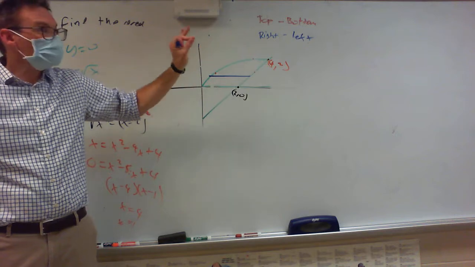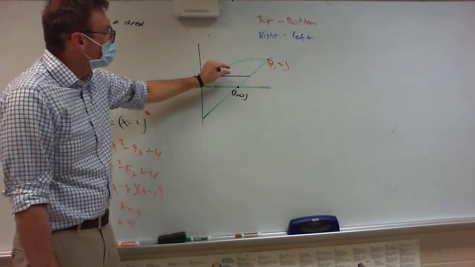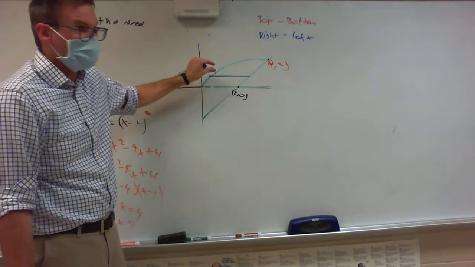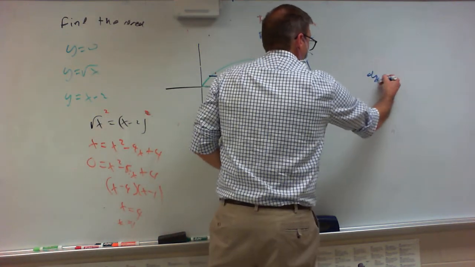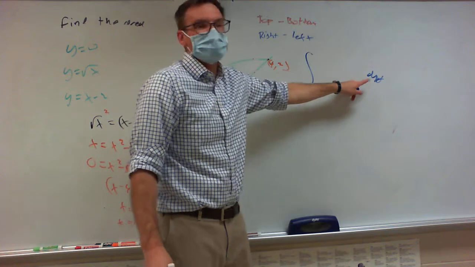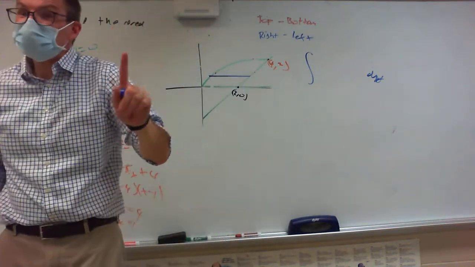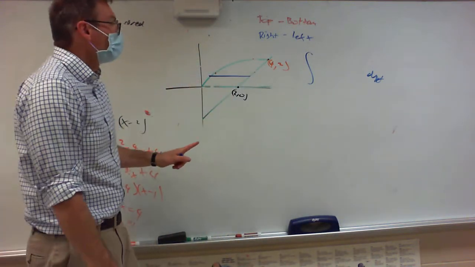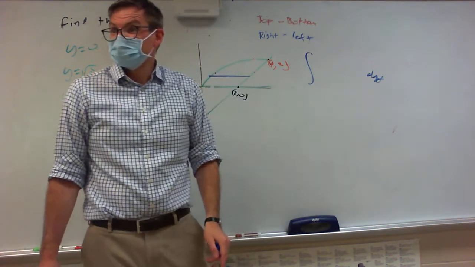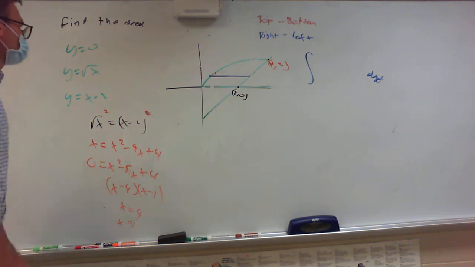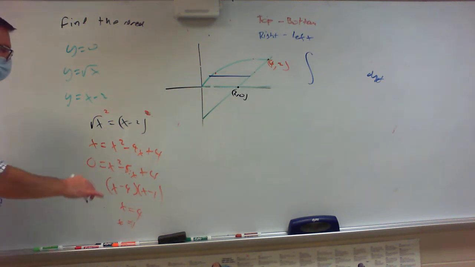Now, when you use horizontal rectangles, the width of the rectangle is dy, and so we're going to have an integral set up with dy. We're going to have a bunch of stuff, and there's going to be dy. And because we're using dy, we need a whole bunch of y's here. We can't use x's. All right? So what does that mean?